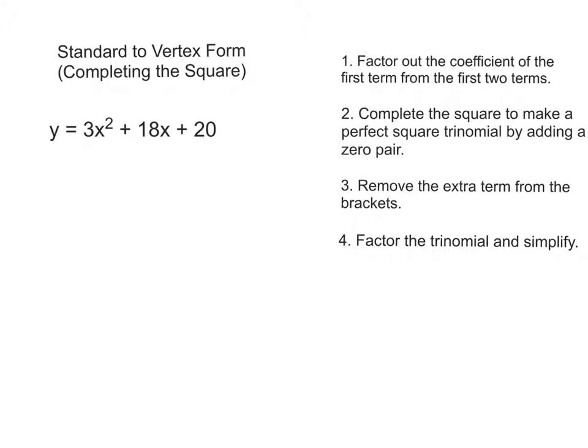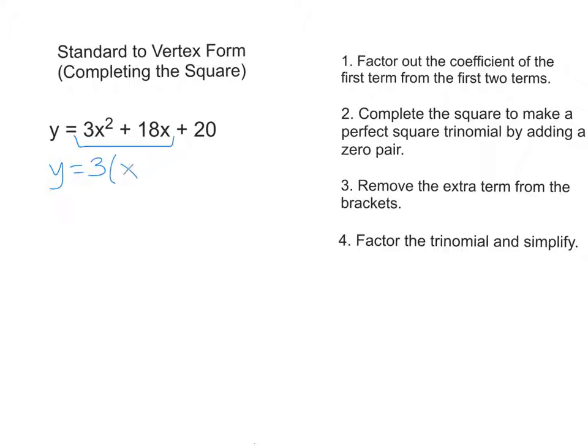The first step says, factor out the coefficient of the first term from the first 2 terms. So for that, the first term is the 3x squared. The coefficient is 3. We want to factor 3 out, but just out of here, take out a 3. So we're not taking out the greatest common factor, which is usually what you do when you're factoring. We're just taking out whatever that coefficient happens to be. So this is going to look like y equals 3.